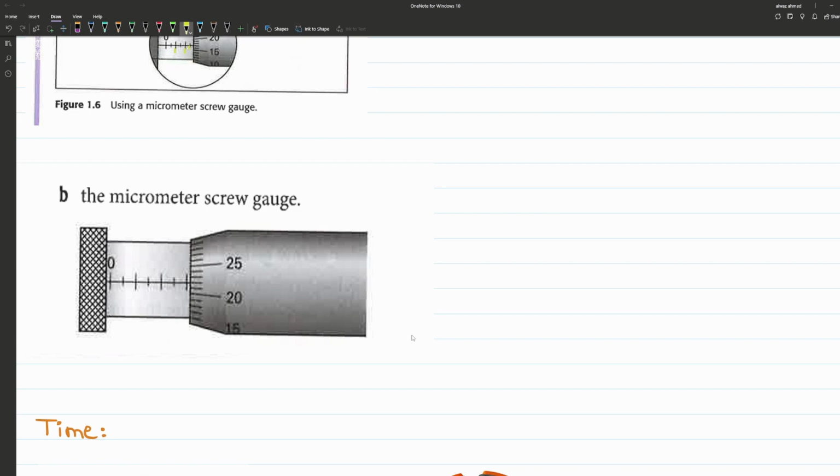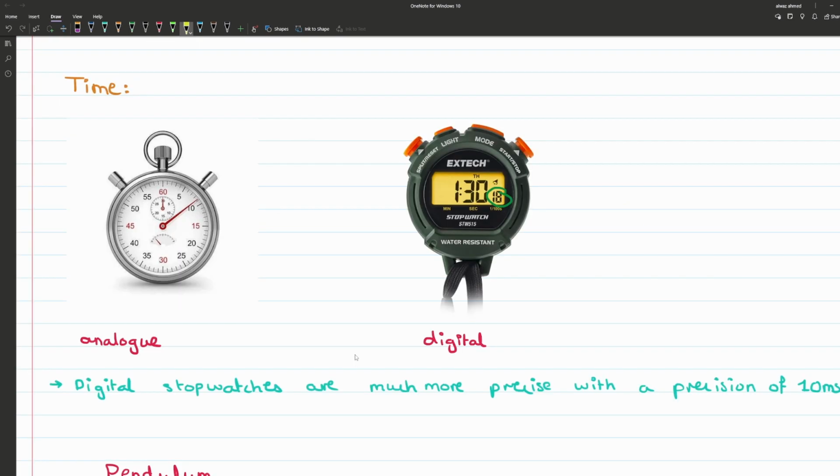If you look at the main scale, you've got 1, 2, 3. We've got 3 millimeters on our main scale and 21 and 22 on our circular scale, which means that you have to add 0.22 millimeter on the circular scale. Now if we add these, we get 3.22 millimeter, which is our final answer and the reading for this micrometer screw gauge.